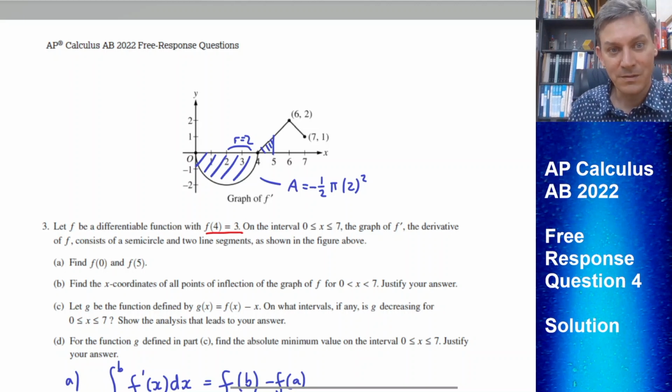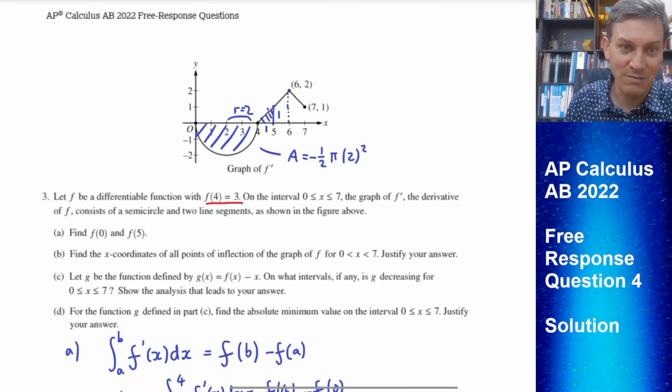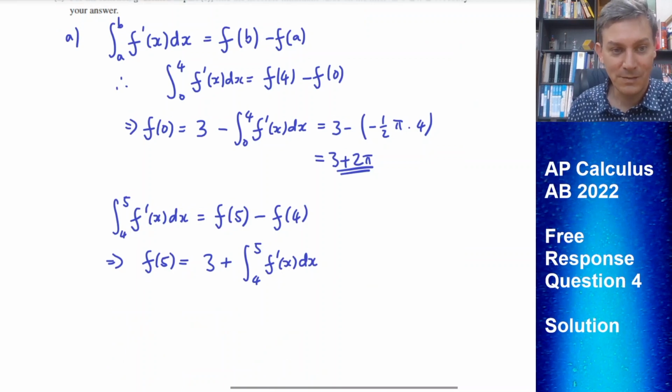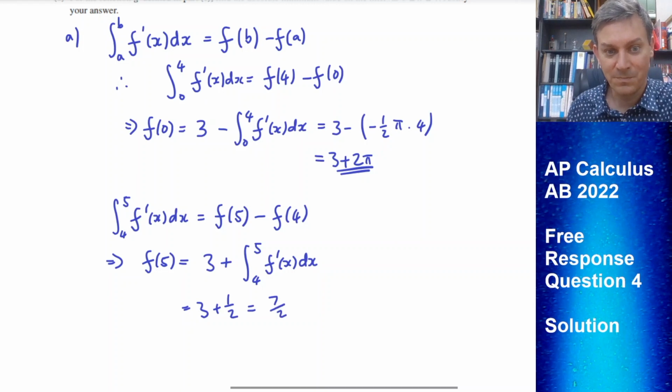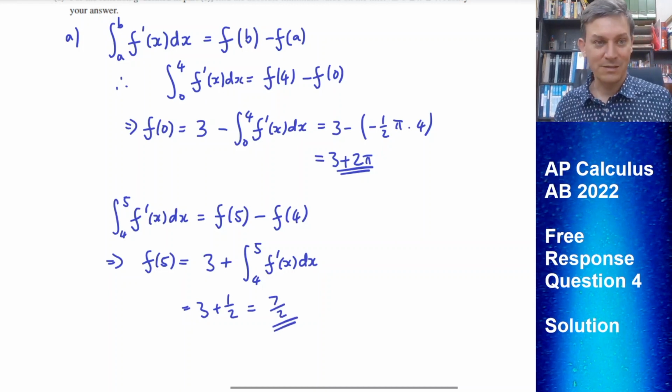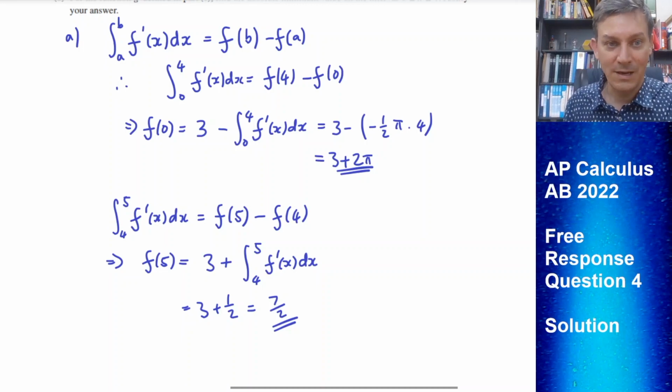Okay, so this is a triangle. The base of the triangle has length 1. The height of the triangle was 6 here, goes up to 2. And this is a straight line, so 5, this must also be 1. Okay, so it's the area of a triangle with base 1 and height 1. So that means this area here is just a half times 1 times 1, which is a half. Okay, so this is equal to 3 plus a half, which is 7 over 2. Okay. So that's the end of part A of this question. And now let's have a look at part B.